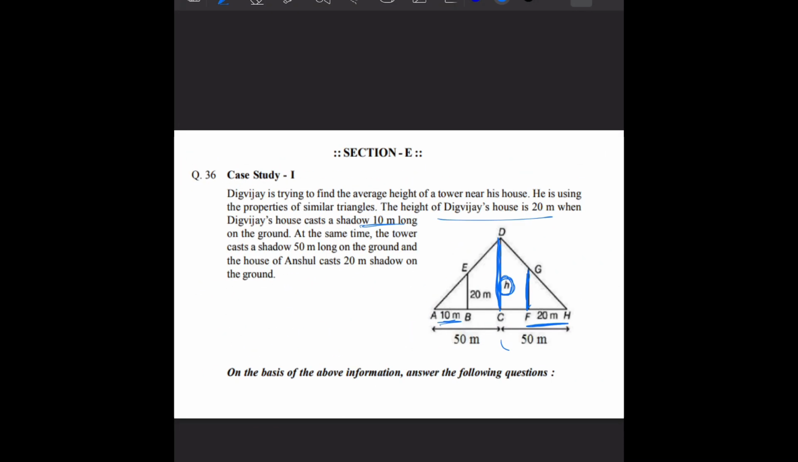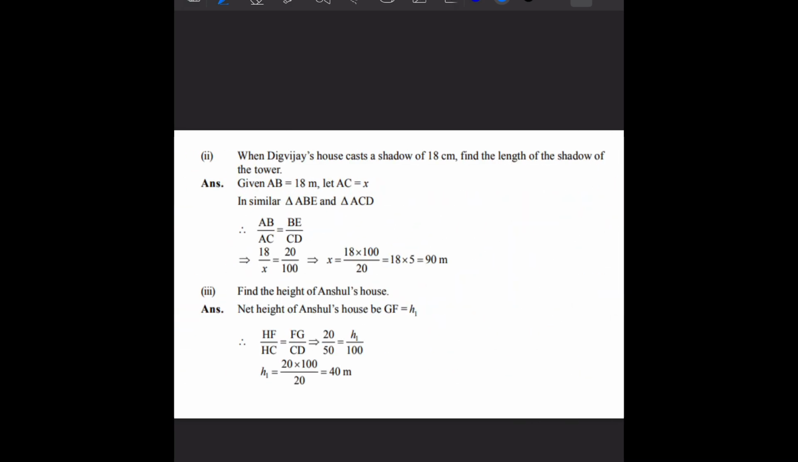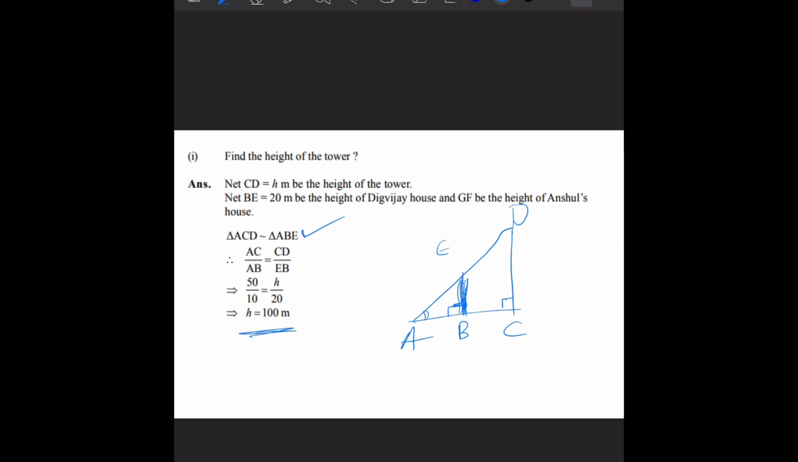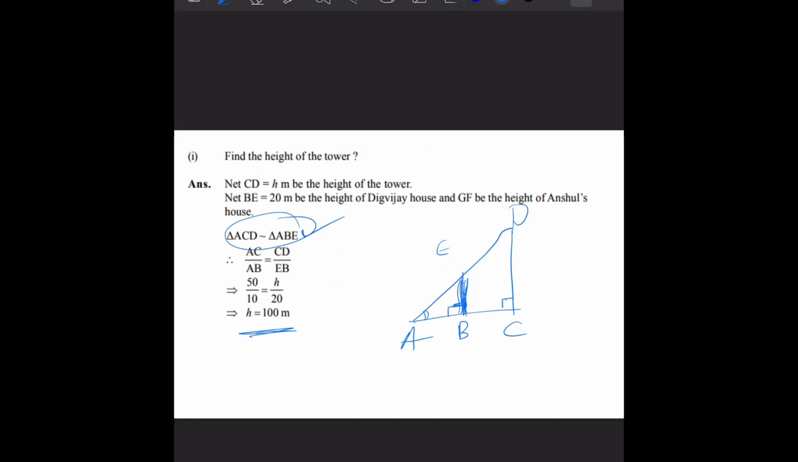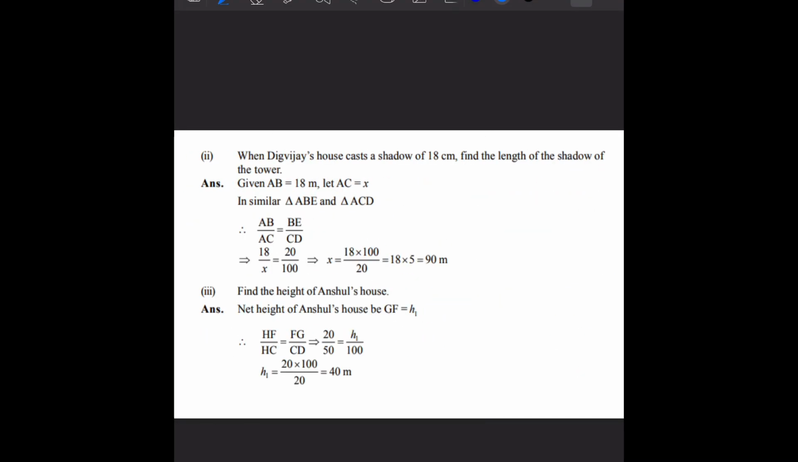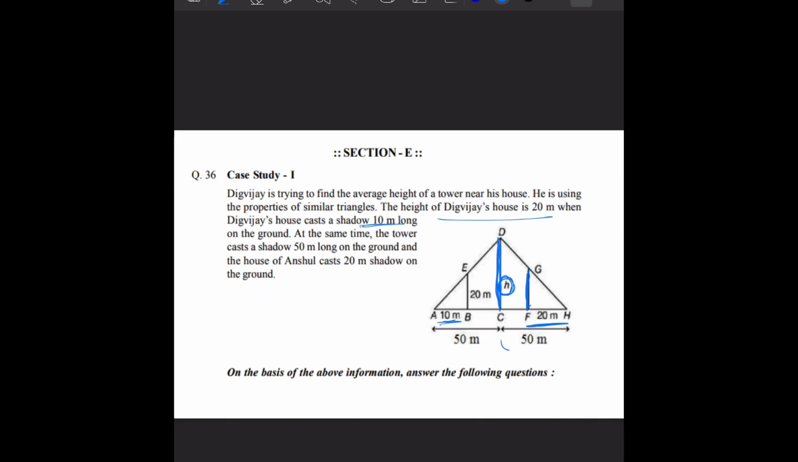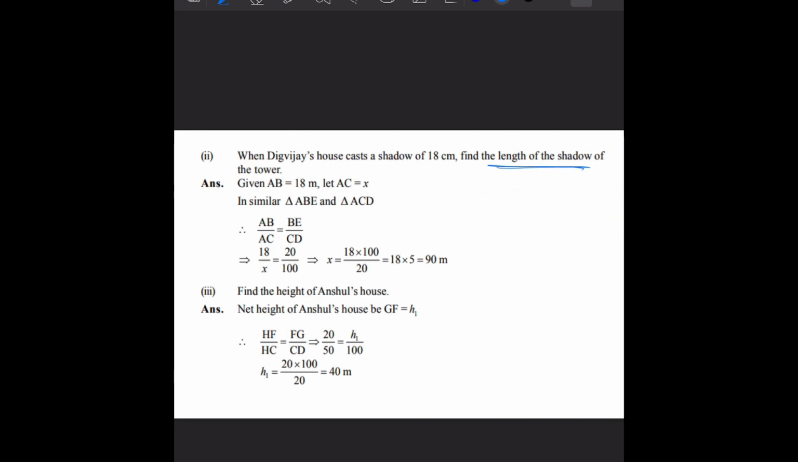अभी जो AB दिया है वो 10 मीटर नहीं दिया है, वो 18 मीटर दिया है. Triangles ABE and ACD are similar already, so we'll use the same ratio and put the same values, so you will get a value of AC. Now, what do we need to find out? The length of the shadow of the tower. What is the shadow of the tower? AC, right? So what will be AC? After cross multiplying, I'll take the shadow as X. It will be 90 meter.